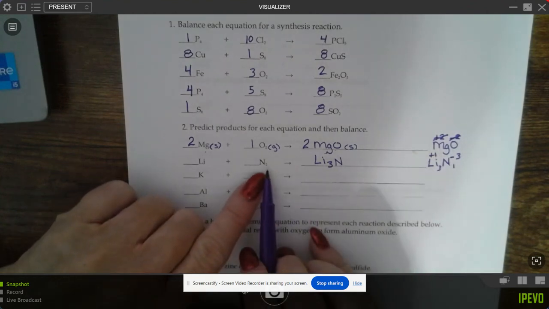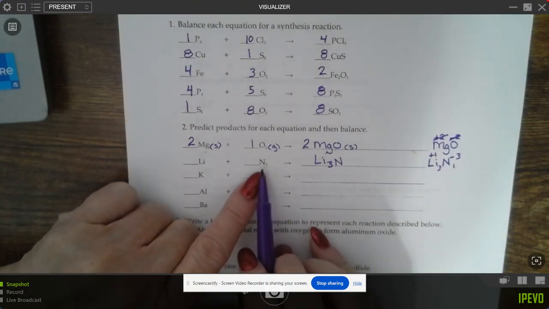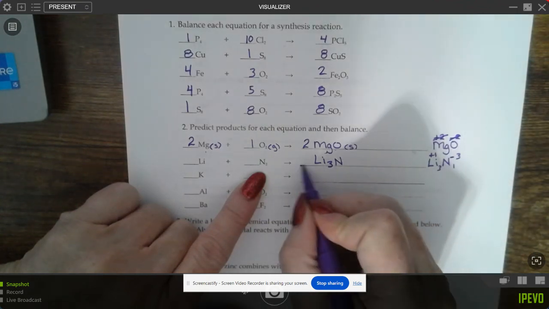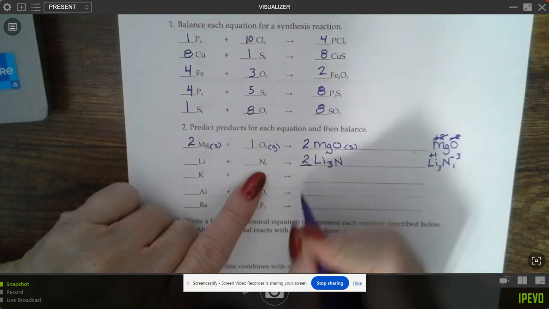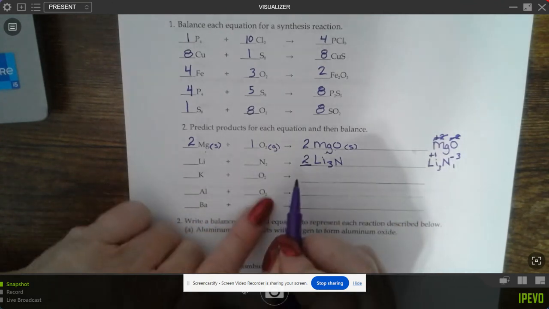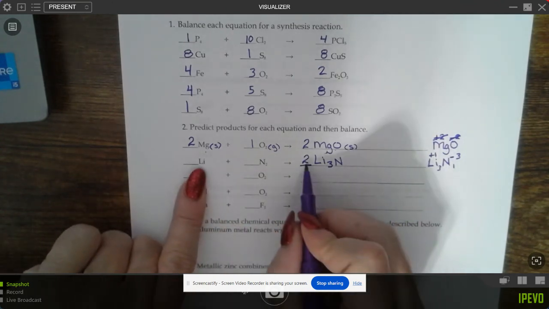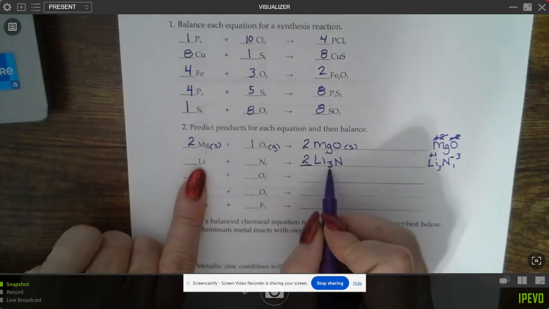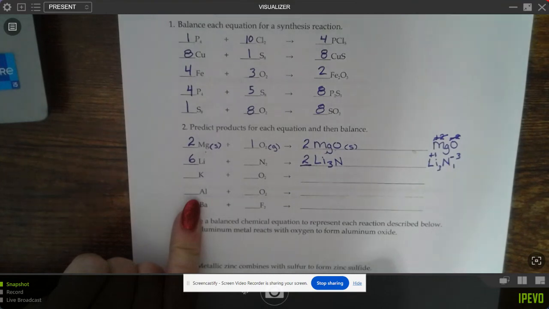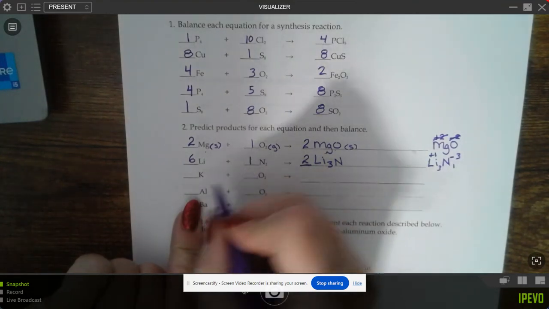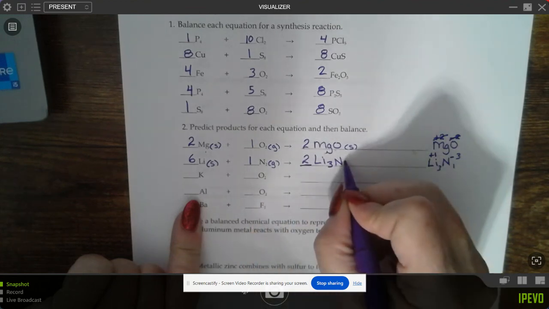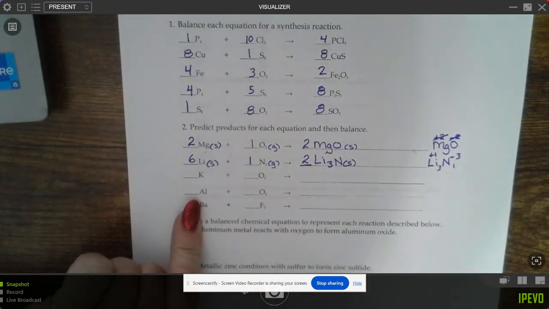So if I look at this, on this side I have 2 nitrogen, on this side I only have 1, okay? Which means I need to put a coefficient of 2 here. So 2 times 1 gives me 2 nitrogen, all right? For the lithium, I now have 2 times 3, which is 6 lithium. So if I put a 6 here, my equation is balanced. Okay, lithium is a solid, nitrogen is a gas. Ionic compounds are always going to be solids.